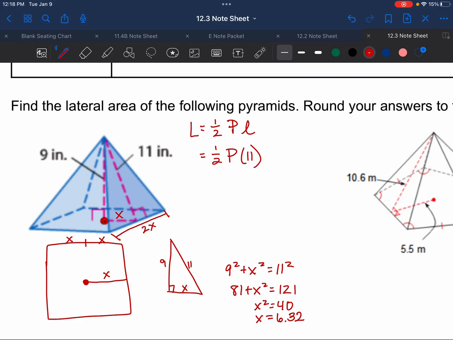All right, so now we know x. The side length is double of that, so our side lengths are all 12.64. So our perimeter is 12.64 added to itself 4 times, or we could do 12.64 times 4. And if we do that, we get a perimeter of 50.56. So our lateral area is 1/2 times 50.56 times 11.